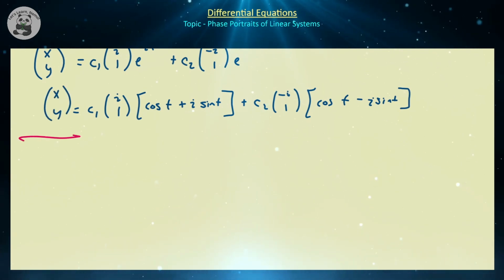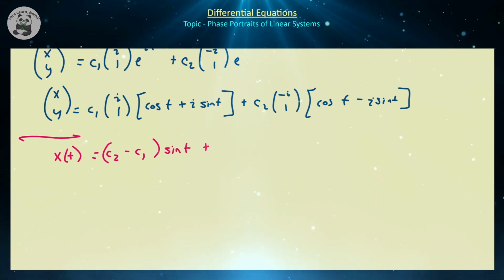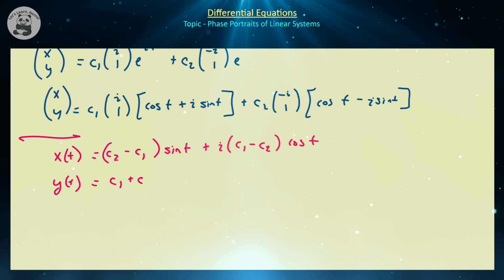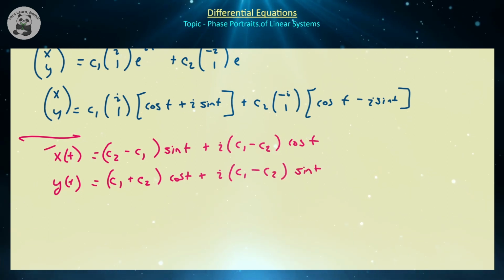So once you rearrange everything, what you're going to have is x of t is equal to (c2 minus c1) times the sine of t plus i times (c1 minus c2) times the cosine of t. And then y of t is going to be equal to (c1 plus c2) cosine of t plus i times (c1 minus c2) times the sine of t.